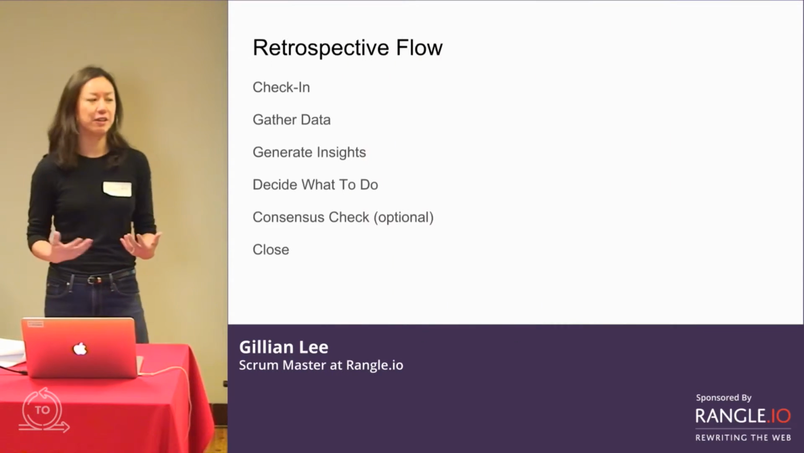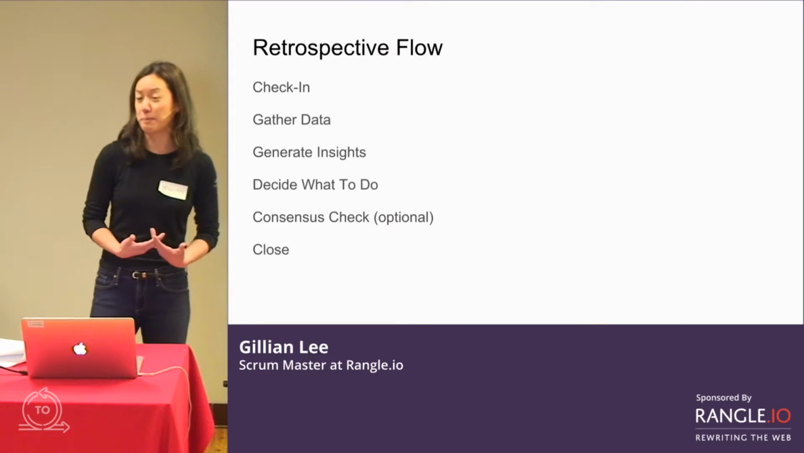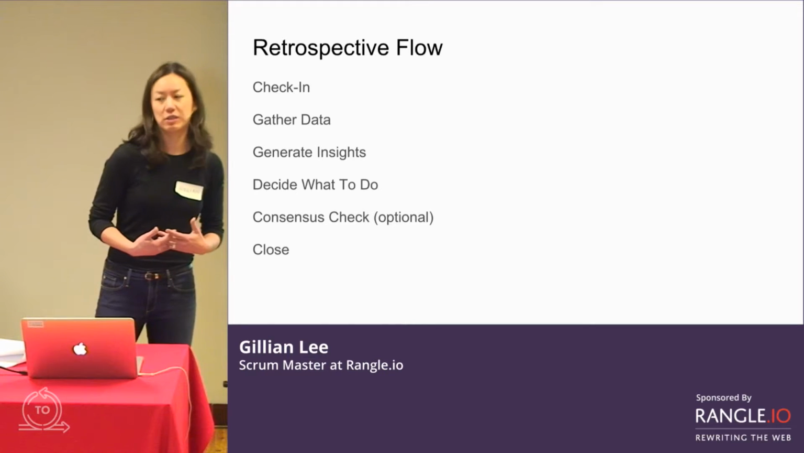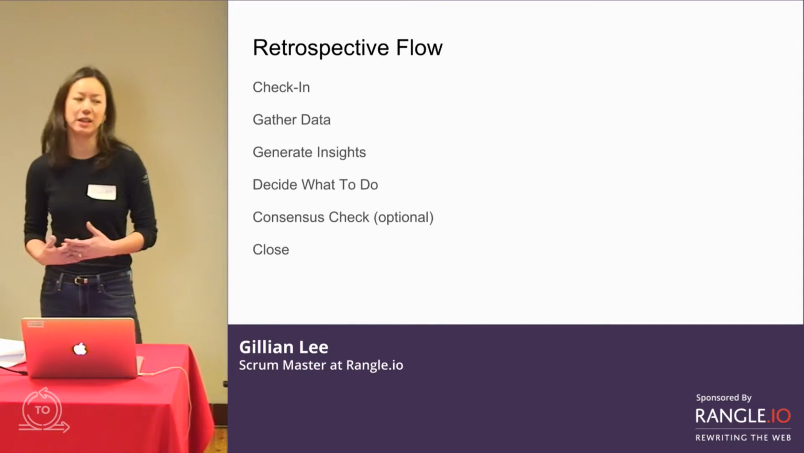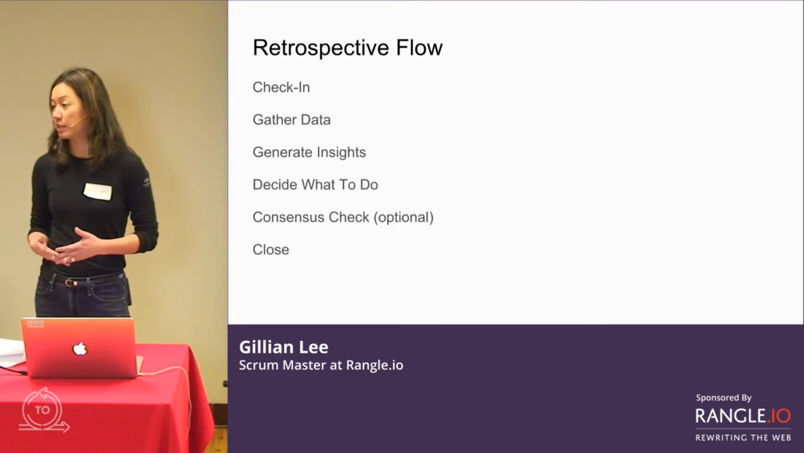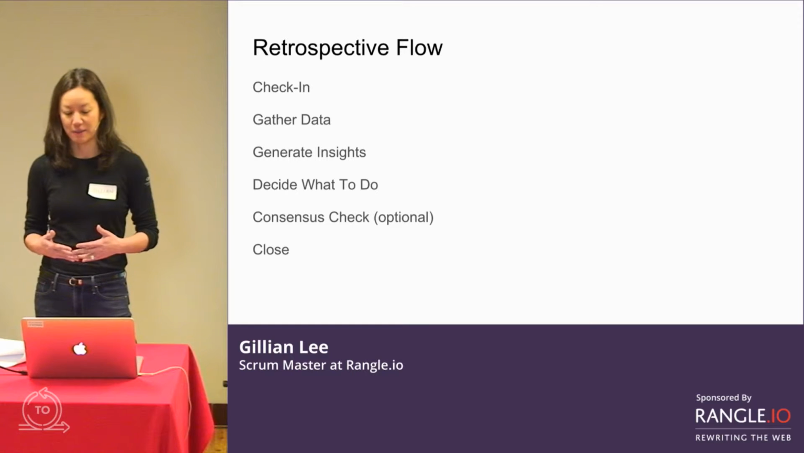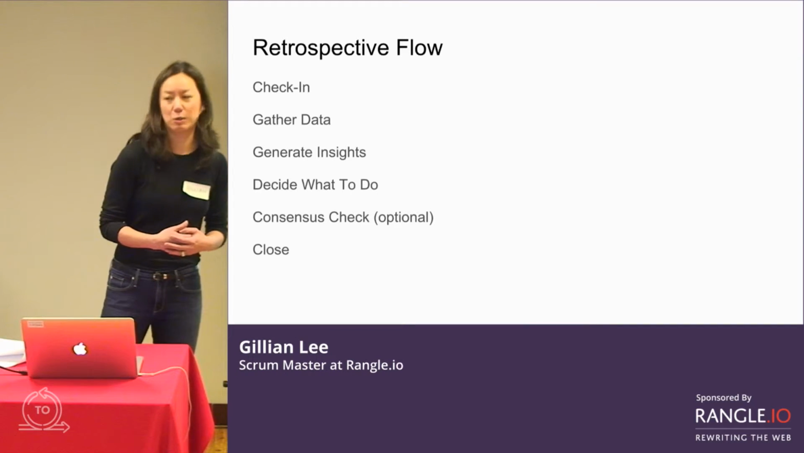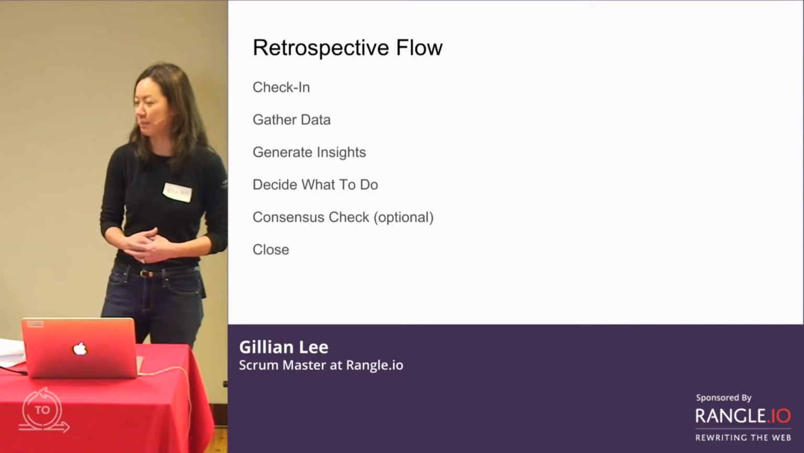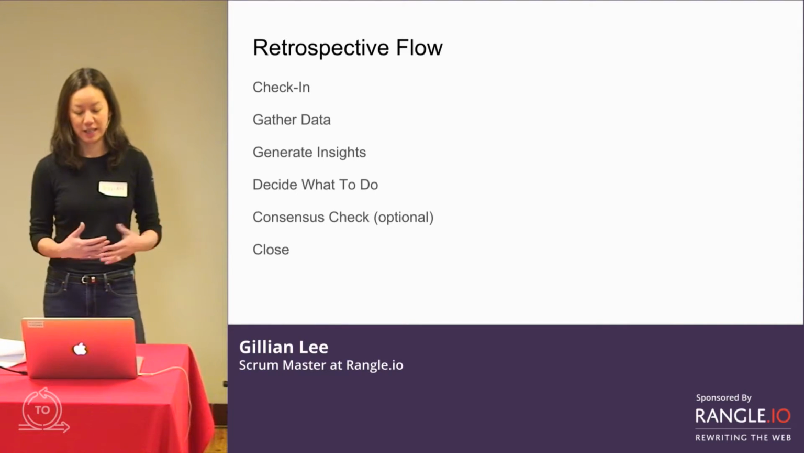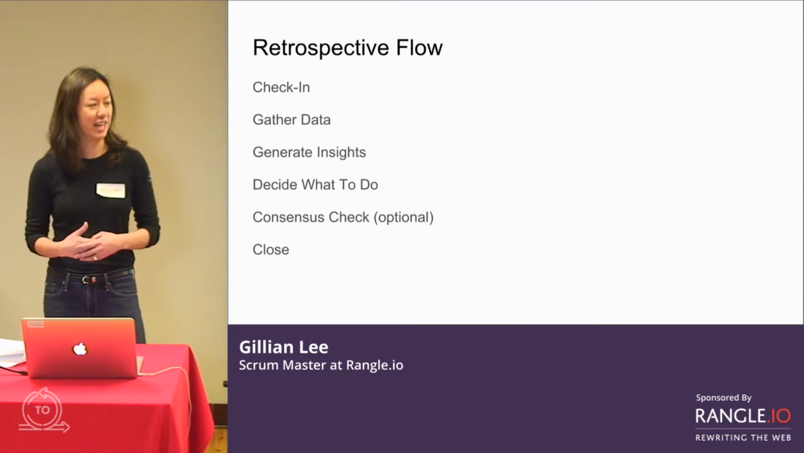The second step is to gather data about the sprint in a little bit more depth. We're going to practice two techniques to do this today. One is called timeline, and the other one is called speedboat. Next, you'll typically generate some insights from seeing all the data, and then you'll decide what to do. To decide what to do, you can use one of the techniques that we practiced in our very first meetup, the deduplicating and dot voting. And that in turn can prioritize what you're going to change in the upcoming sprint.